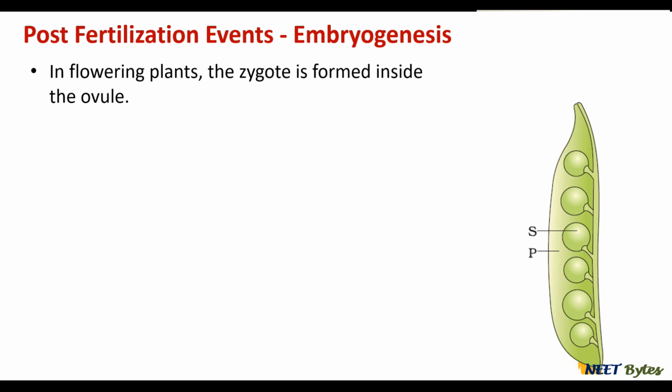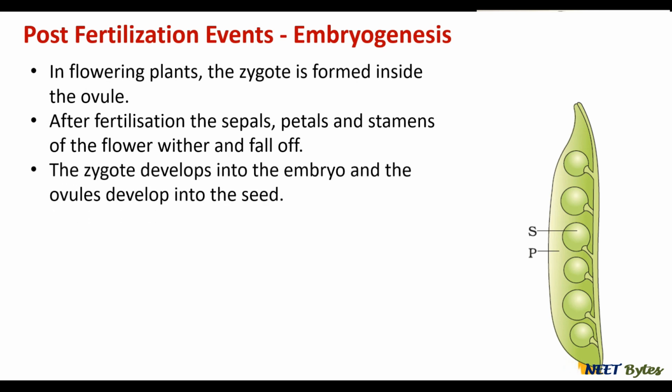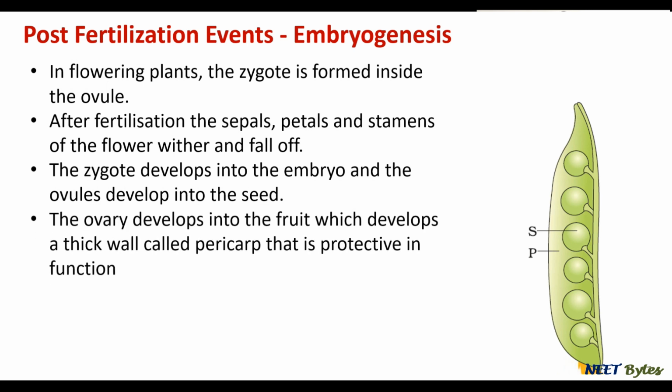Finally, let's talk about the post-fertilization events in the case of plants. In flowering plants, what happens? The zygote is formed. Again, here also the zygote is going to form. So within the ovule, the zygote develops into an embryo, and eventually the ovule after fertilization will develop into a seed, and the entire ovary will develop into a fruit. Okay.